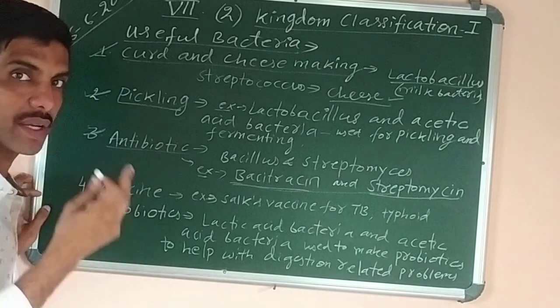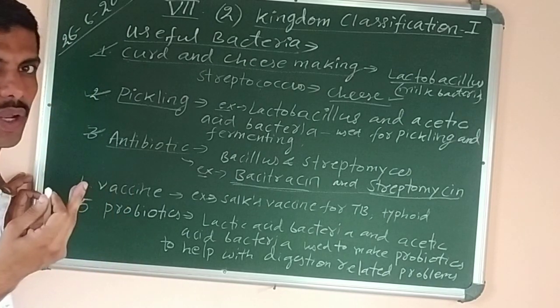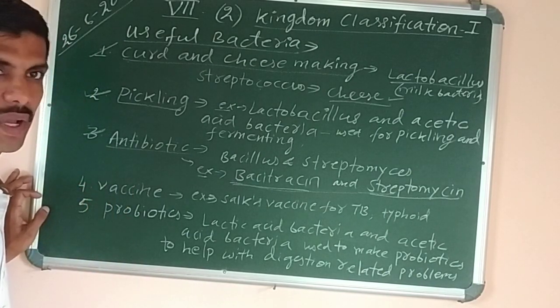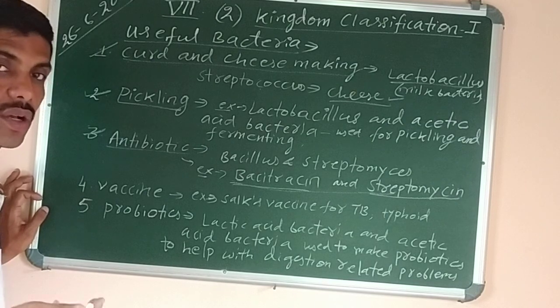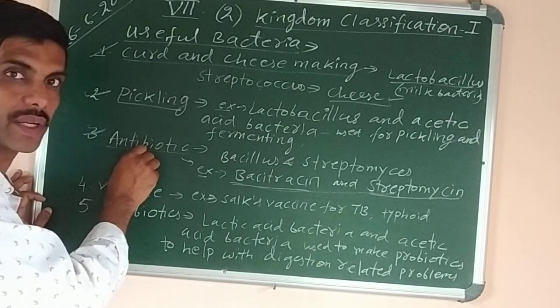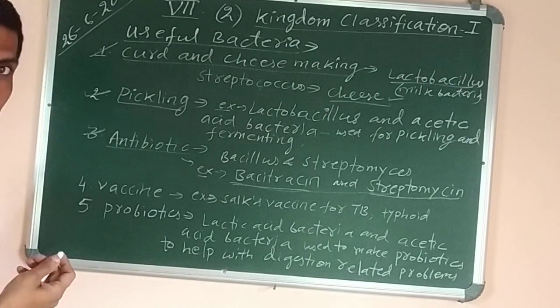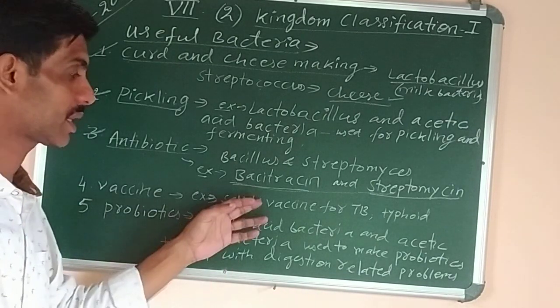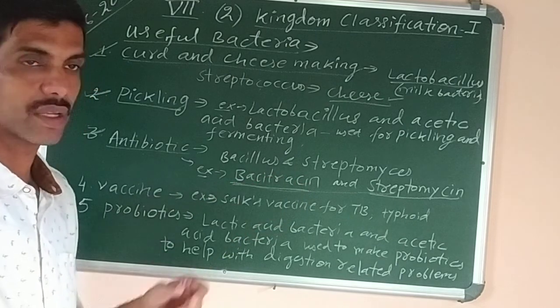If asked to name 2 antibiotics, any 2 you can write, okay? Like auramycin, streptomycin. Auramycin is also one example of an antibiotic. It is the name of another antibiotic. Auramycin, streptomycin, bacitracin, okay?